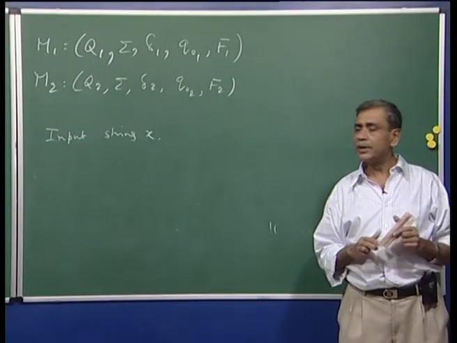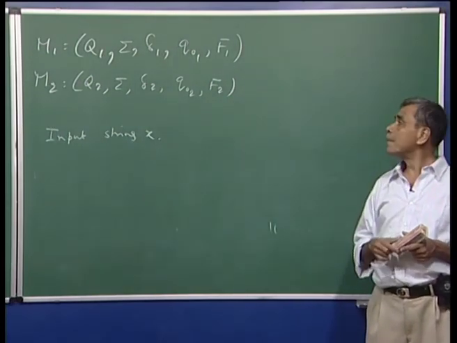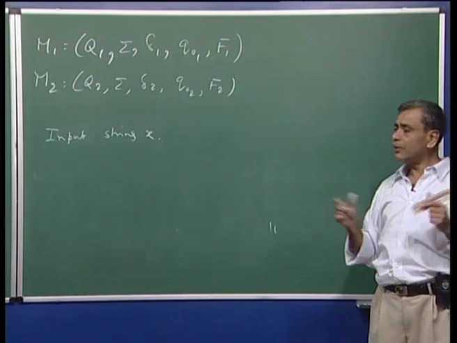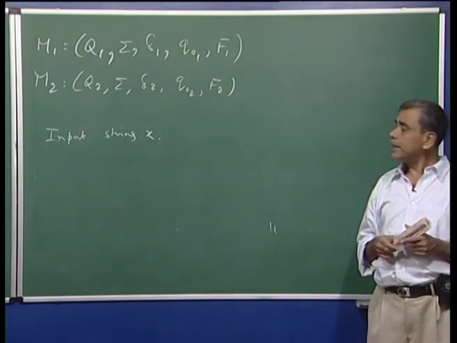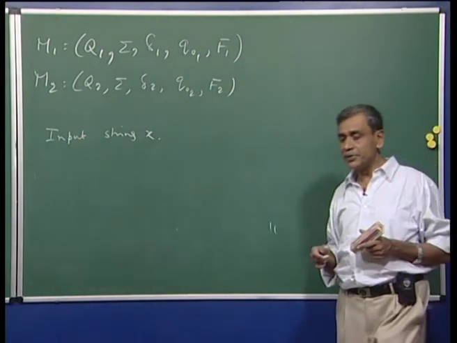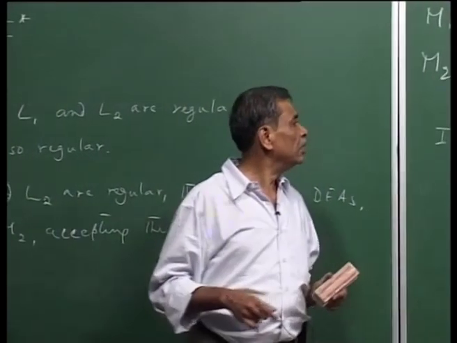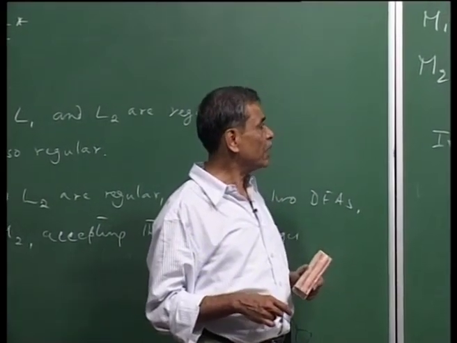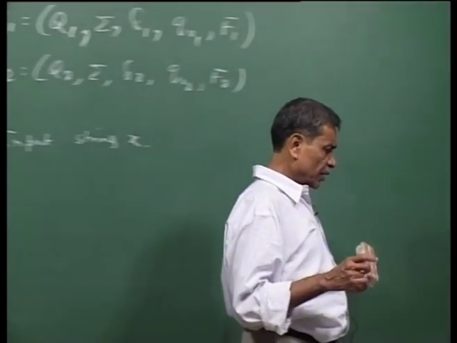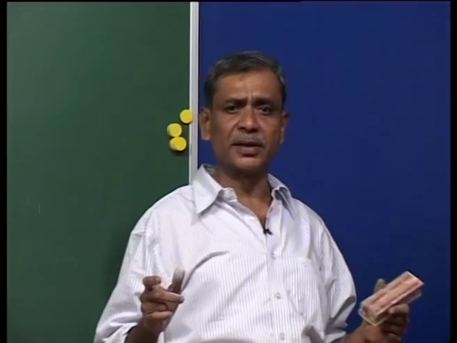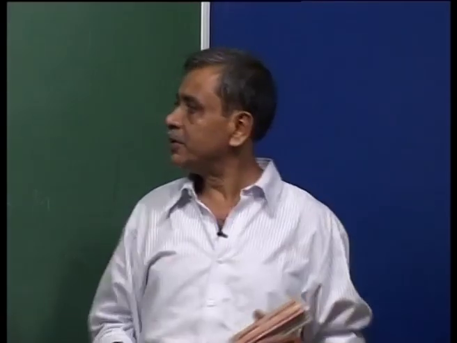So, another possibility would be, instead of trying to do it serially, which is what I had told you, to think of running both the machines parallelly and check if either of the machines goes to one of its final states, and in that case we come up with an answer. Now, of course, how do we do this? Conceptually we can do so by a machine M.